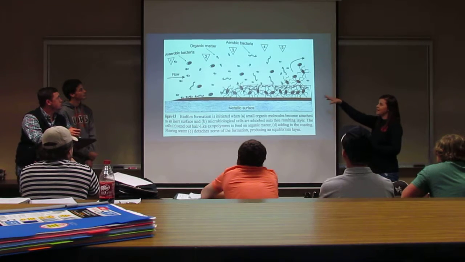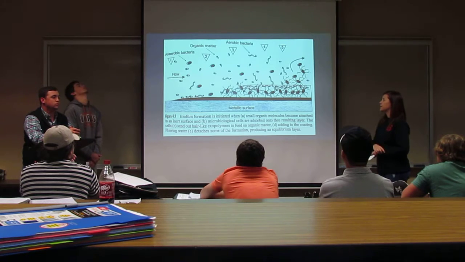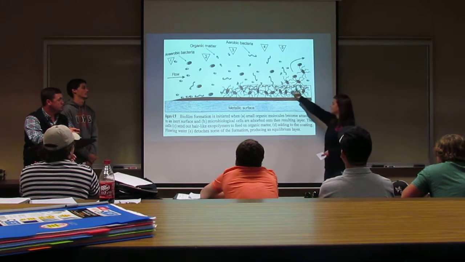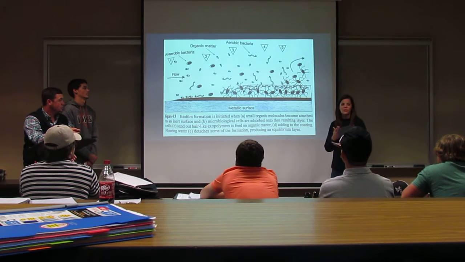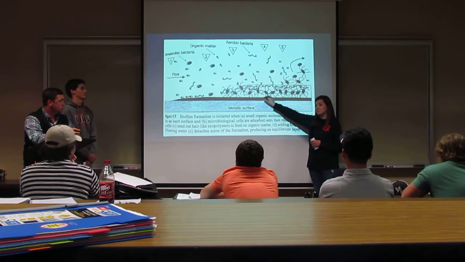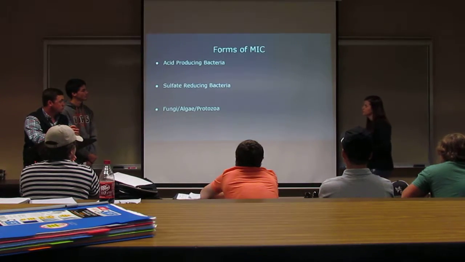You have your anaerobic bacteria. Organic matter can be anything from dirt, any loose particles, and then you have your aerobic bacteria, and they form this biofilm. If you've worked with any pipes, taken them apart, a lot of them will have a film built up. Underneath this film is where localized pitting and corrosion is going to take place.